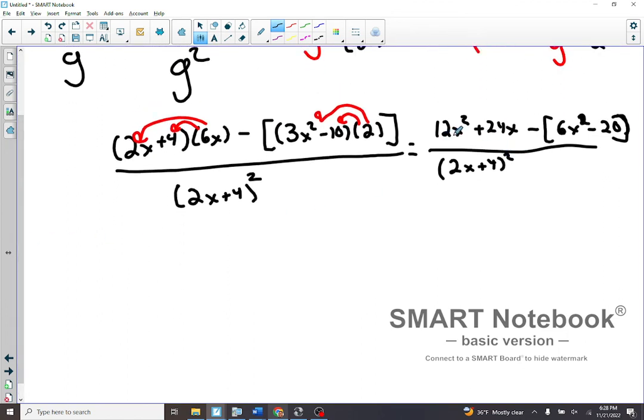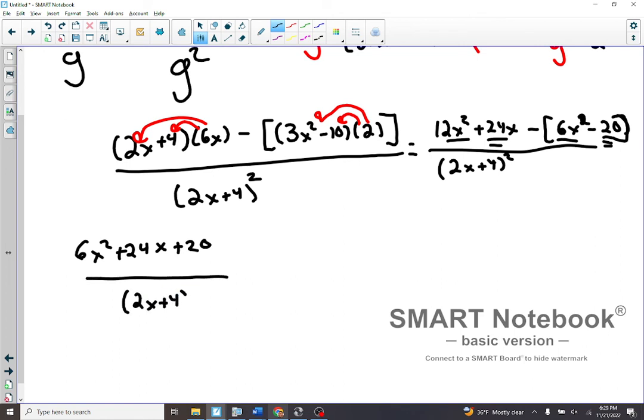All right, you subtract when you can. Let's see. I have a common factor here. So 12x squared minus 6x squared is 6x squared. Positive 24 has no matching term, so positive 24x. And then negative 20, it's behind a minus sign, so make sure you write it as plus 20. Over 2x plus 4 squared. It's very important. You do not need to FOIL out the bottom. This is already a factor. It's technically 2x plus 4, 2x plus 4.